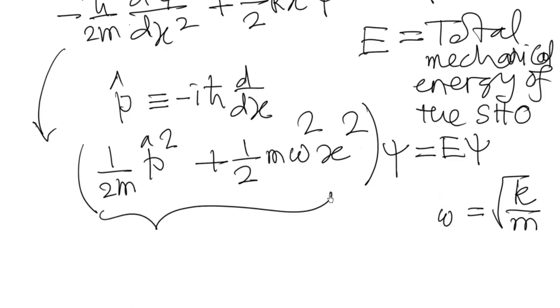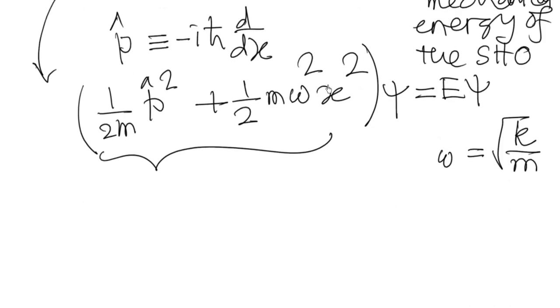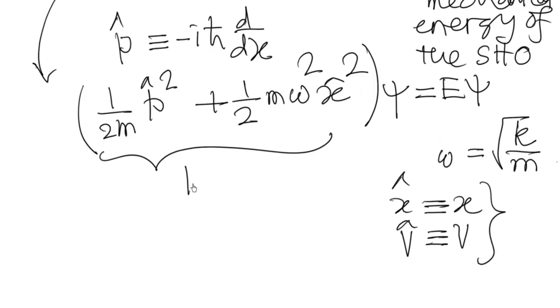Now this is the total energy operator. We can put an operator sign here, but we know from the second postulate of quantum mechanics that for position and potential energies, the operator is equivalent to the physical observable. So this is the Hamiltonian operator or total energy operator. Therefore the equation can be written as this.